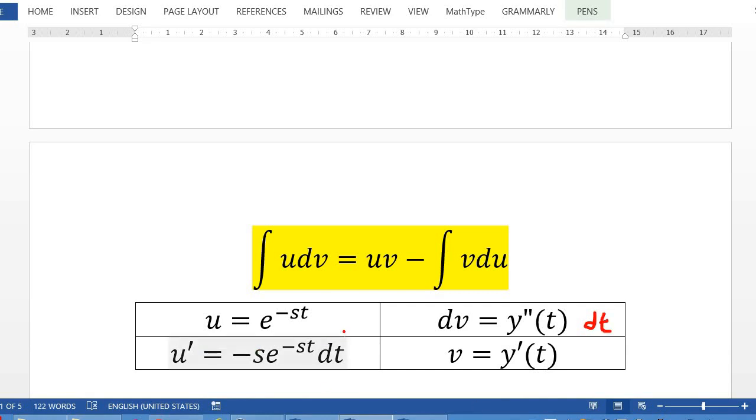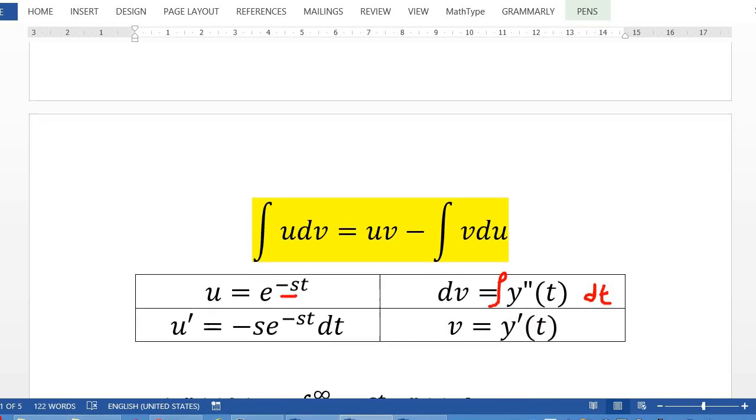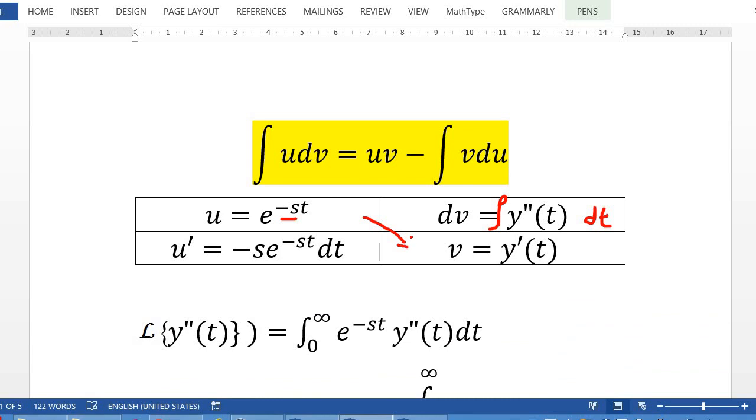So du will be obtained by differentiating with respect to t, where the negative s is a constant or parameter. That's why you get negative s e^(-st) dt. From dv, we integrate with respect to t. That's why we'll get y'(t). Hence, the result we will have is uv, meaning the Laplace transform for y''(t), we'll get e^(-st) multiplied with y'(t). This is using the definition of Laplace transform.